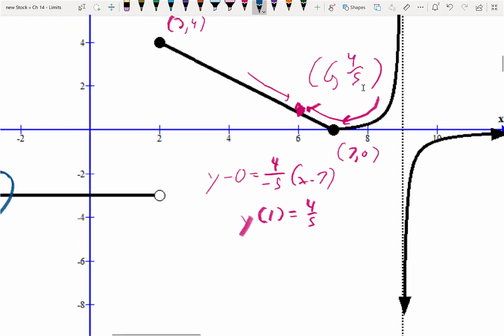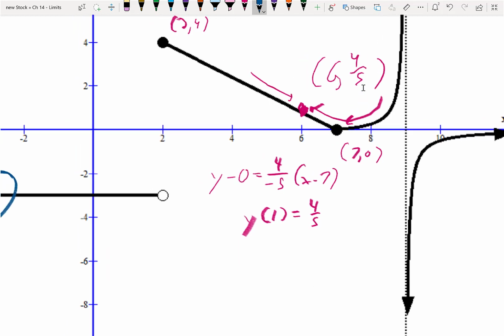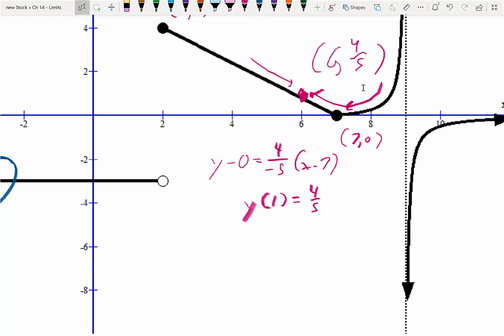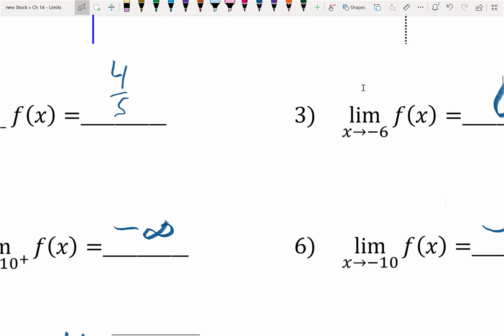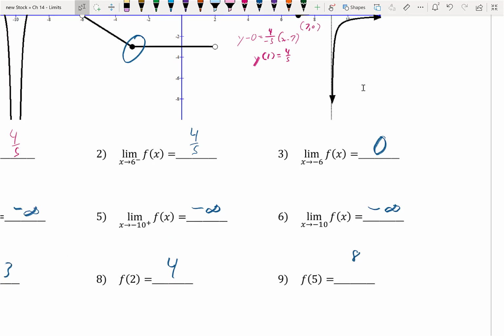Nope, we got the equation. We just did the equation, right? Plug in 5 for x. 5 minus 7, negative 2, times 4 over negative 5. Don't you get 8/5?